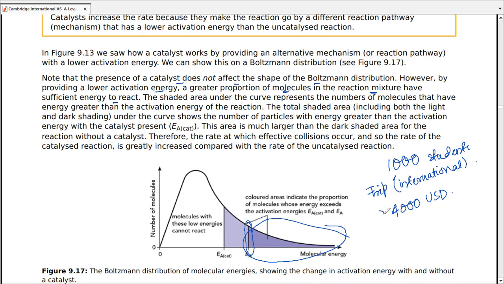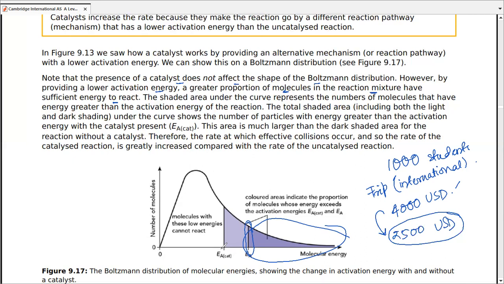Now, what if the school, in the last days of finalizing the student list, brings it down to 2,500 US dollars? Now, many more students who were actually capable of affording this were previously saying no because of the 4,000. Just bringing the bar a few notches back, or bringing it down in terms of activation energy, allows a lot more students to go for that trip. In a similar way, for molecules to be capable of going over the hump, going for an effective collision, and actually becoming products from reactants. Make sense?